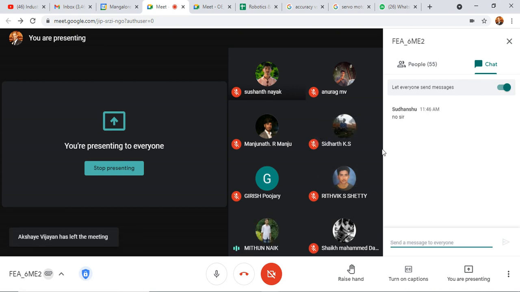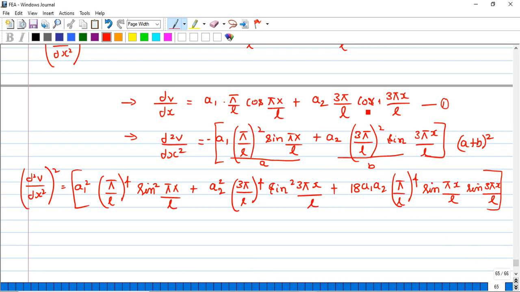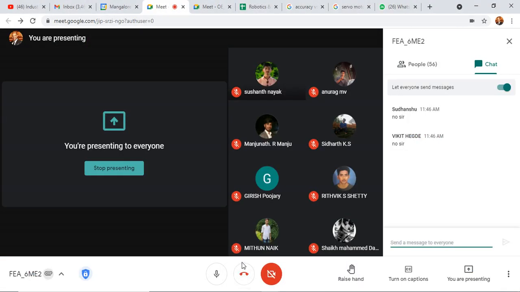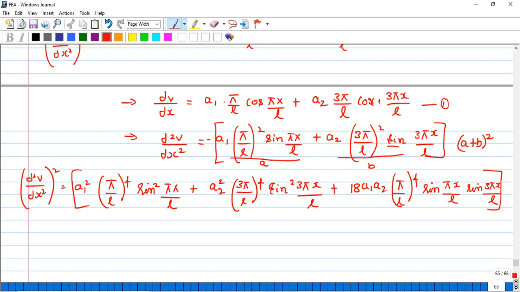Yes sir, there is a mistake in the differentiation. Okay, yes, so the mistake has been rectified. What I had considered, cos will be sine, I wrote cos as cos itself, so it will be sine, and then the equation follows. Thank you Mithun for your correction. Vikit Hegde, no sir, thank you. Okay, let me continue. I may make mistakes, so please enable your audio and let me know.